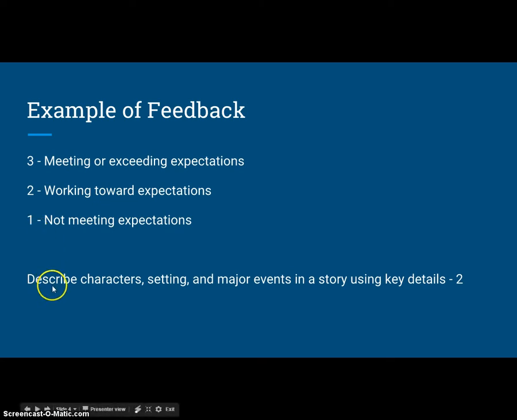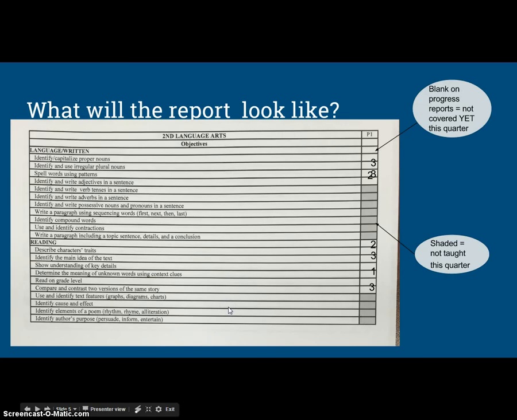So here's an example of what it would look like on a progress report. Here's your learning target. Describe characters, setting, and major events in a story using key details, and the score. So if a child's at a 2, that means they're working towards expectations, just need a little more practice in that skill. So let's take a look at what the report will look like.